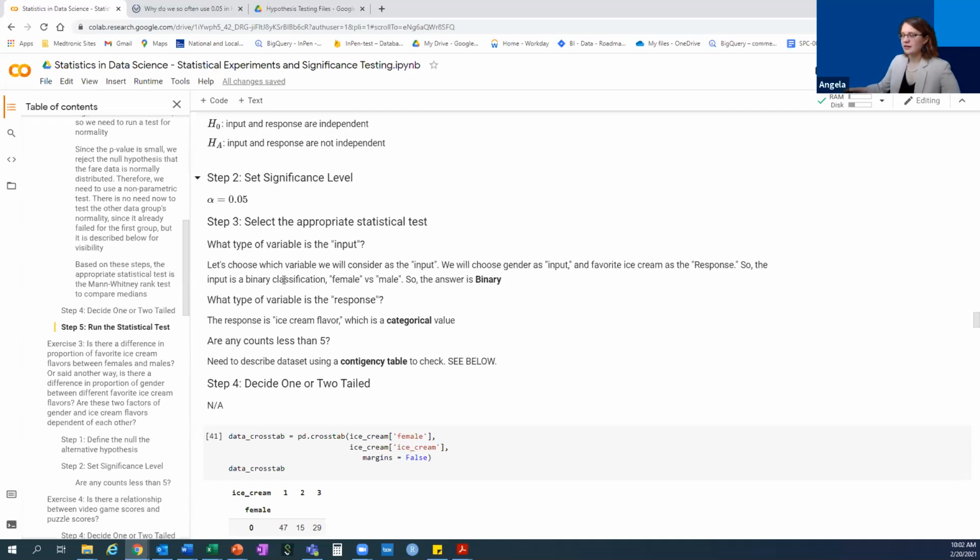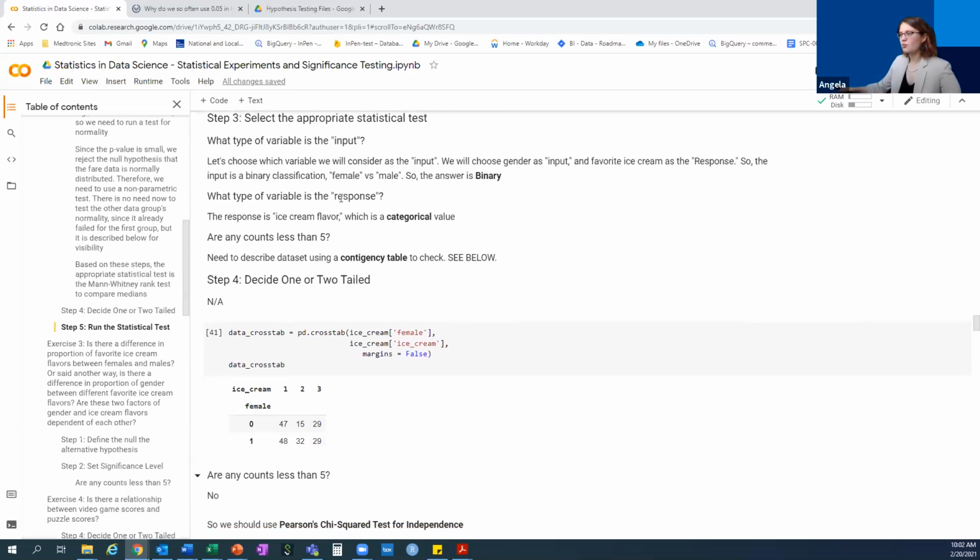So the input, the female versus male comparison, is binary. What type of variable is the response? It's ice cream flavor, which is a categorical value. Another question that has to get asked in this scenario, which is described in one of the hypothesis testing flowcharts, is are any counts less than 5? Are we dealing with any really scarce data? We need to check. So we'll use a contingency table to see if there are any categories with counts less than 5.